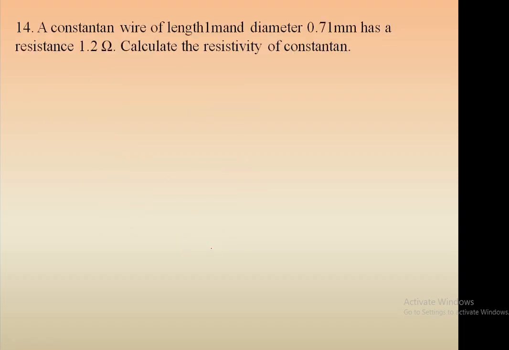The next one: a constantan wire of length 1 meter and diameter 0.71 millimeter has a resistance 1.2 ohm. Calculate the resistivity of constantan. First we can write the expression for the resistivity, that is rho is equal to R A, here for a wire, R pi r square divided by L.